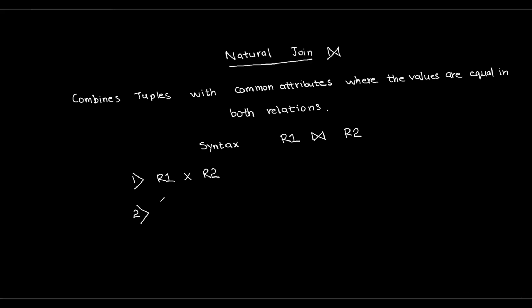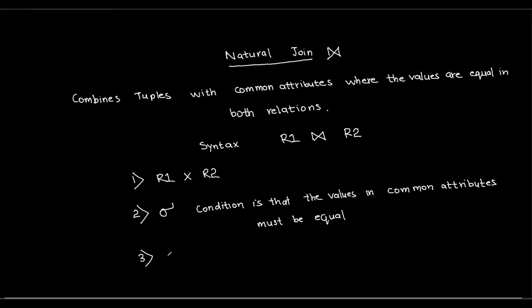The second step is the selection step. Here, the condition is that the values of attributes appearing in both relations must be equal. The common attributes must have equal values. So the selection condition is that the values in common attributes must be equal. That's the selection part.